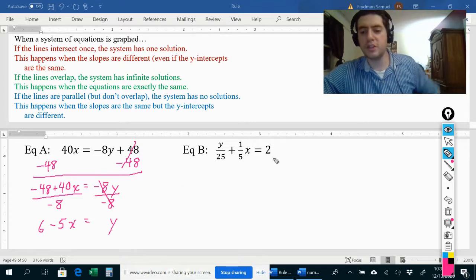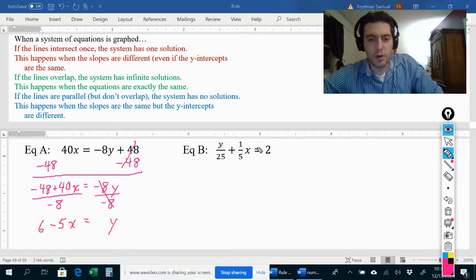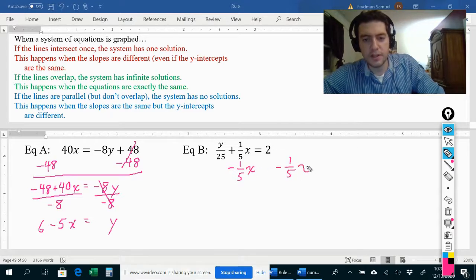Now let's solve this one for y. So let's see, what do I want to do over here? I want to get this x term away from the y term. I want to get it on the other side of the equal sign, so it's not on the same side as y. So I can subtract 1/5 x from both sides. This does not have an x next to it, so I can't really combine this with this. So I'm going to get y over 25 equals 2 minus 1/5 x.